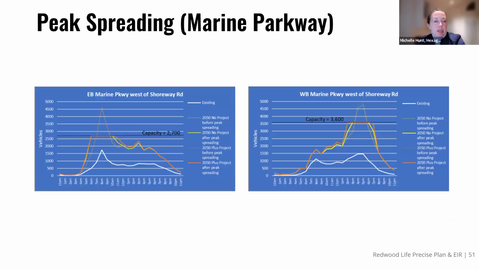So these two pretty little graphs show the peak spreading for Marine Parkway. This is the segment of Marine Parkway that is just west of Shoreway Road. This black line represents the capacity, and the little white line down here at the bottom represents the existing traffic on an hour-by-hour basis throughout the day. And you can see it's below the capacity right now because there's quite a bit of vacancy in the area, and also there's still quite a few employees who are working from home. But in the year 2050, the employment is projected to increase, the amount of remote work is projected to decrease.